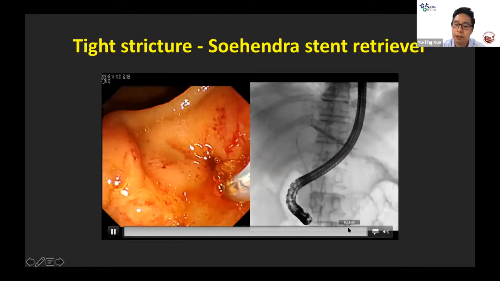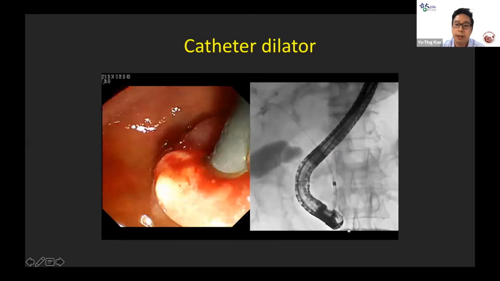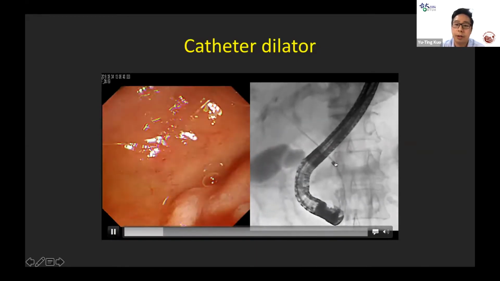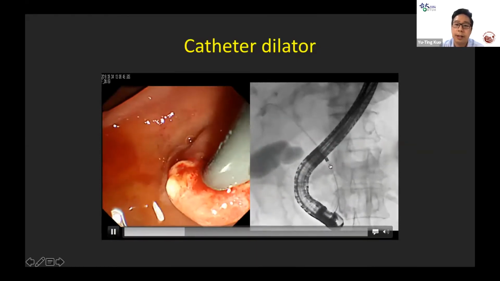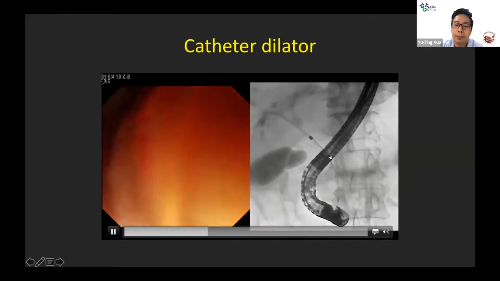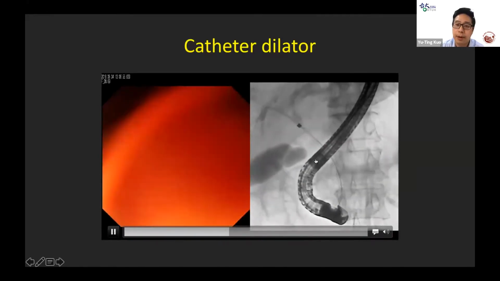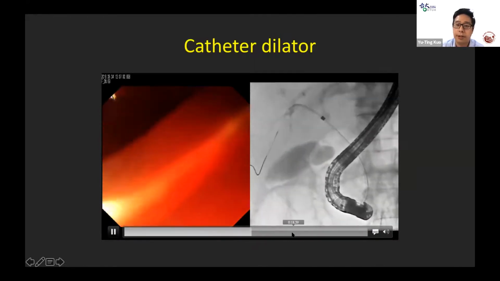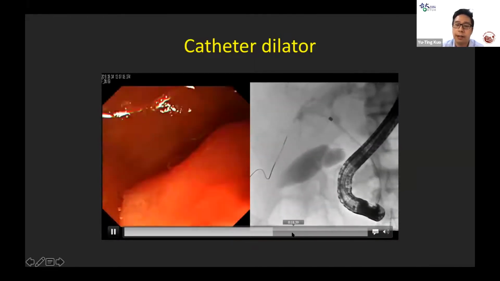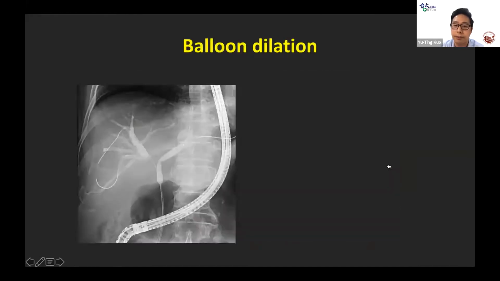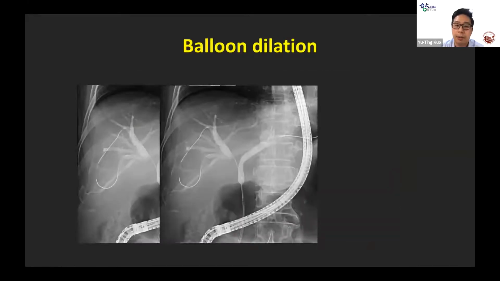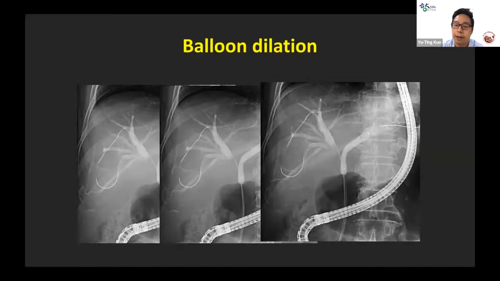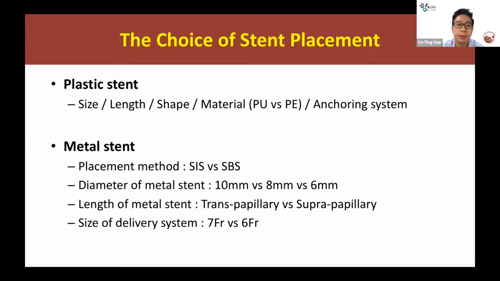And another kind is the Soehendra dilator, the bougie dilators. It's just like the pressing ERBD. It's very easy to use different sizes to dilate the biliary strictures. And another kind is a proper balloon dilatation. I think it's very useful, and sometimes it's very effective to dilate very tight strictures. And the final choice is the choice of stent placement.